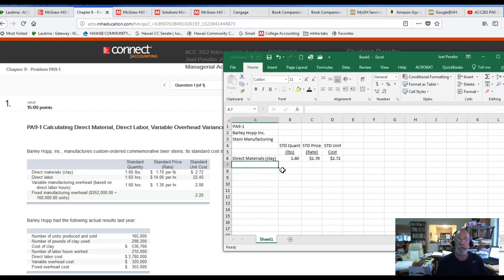Then we have our direct labor. Well, that isn't going to work because pounds will apply to material, but not to, yeah, let's just use standard quantity.